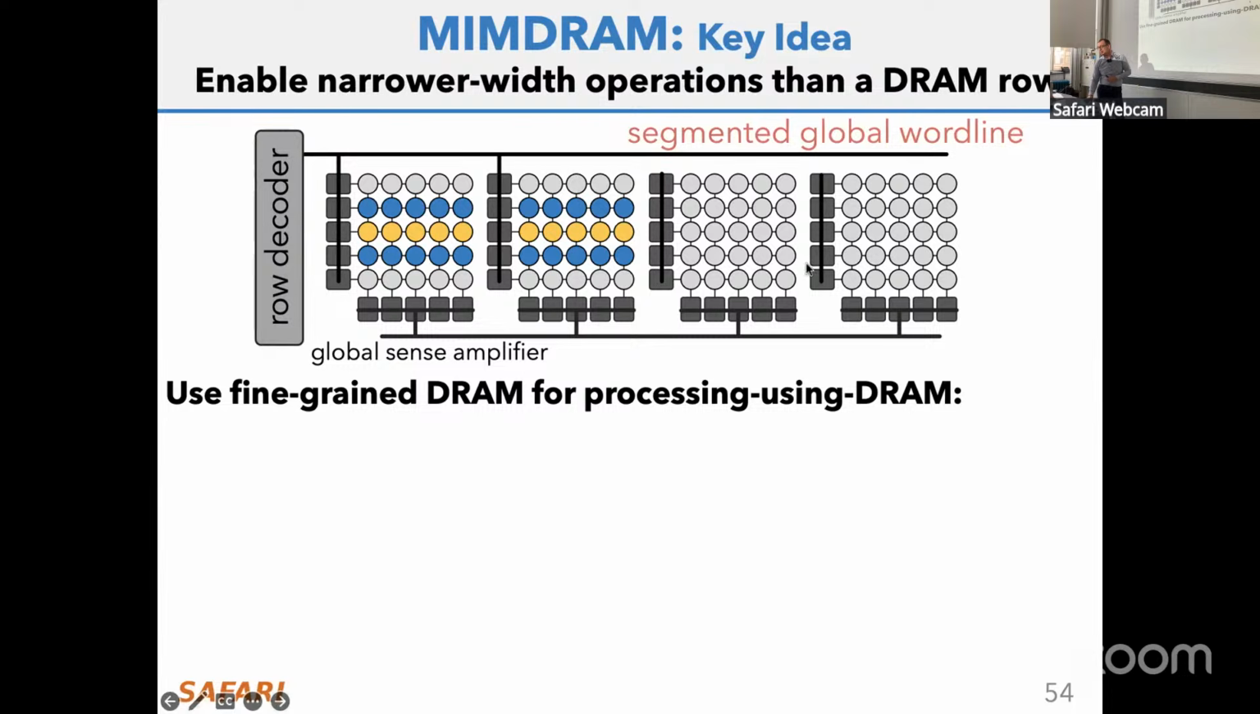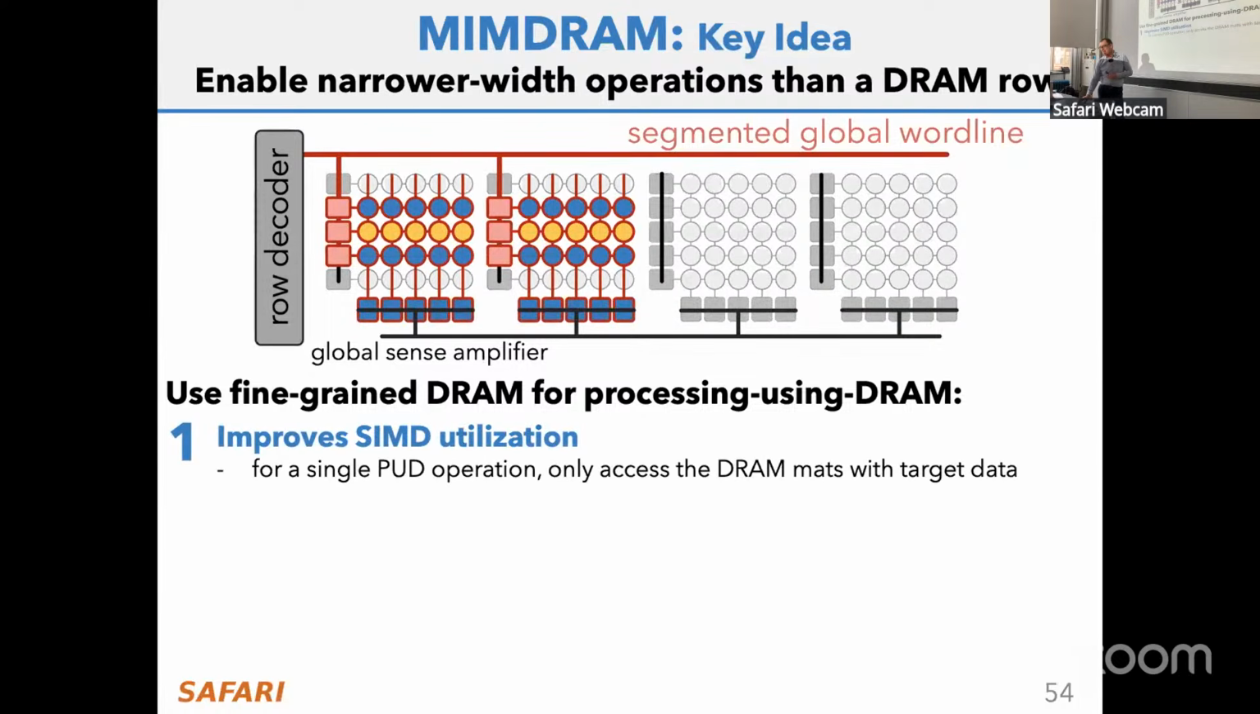Instead of basically activating all of the mats that belong to a row, we use what is called fine-grained DRAM that is designed to activate only a fraction, maybe one mat, maybe two mats. In this case, we make it flexible. So that's the idea. If, for example, your program requires only two mats to be activated, let's say 1024 bits to be operated on, 1024 different values to be concurrently operated on, you activate two mats, okay? So only access the DRAM mats with the target data. This improves the utilization, or what is called SIMD utilization, because you don't need to activate all of the other mats that belong to the same row.